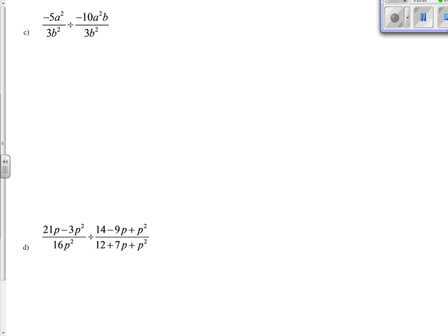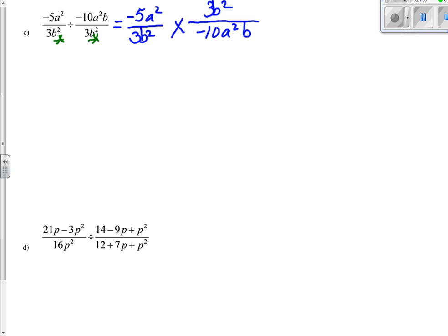So, minus 5a squared over 3b squared divided by minus 10a squared b over 3b squared. There's no factoring that I can do for this one. There are no plus and minus signs within the rational variable expression. So I am, first of all, following my rules of division and inverting and multiplying. So the first one stays the same, minus 5a squared over 3b squared. Multiply with the old denominator as a numerator and the old numerator as a denominator. I need to consider this and this, which happens to be the same, and the new flipped as points of difficulty for my restrictions.